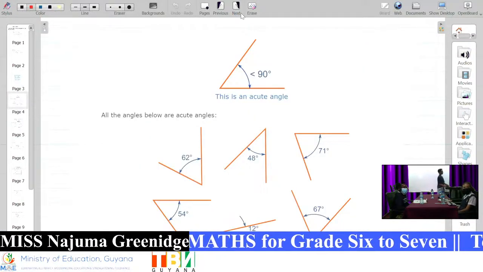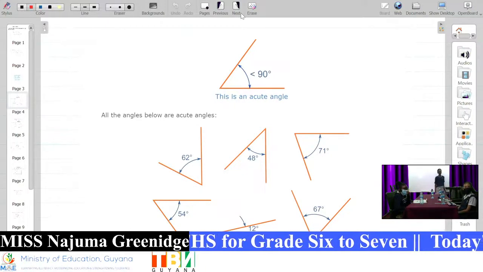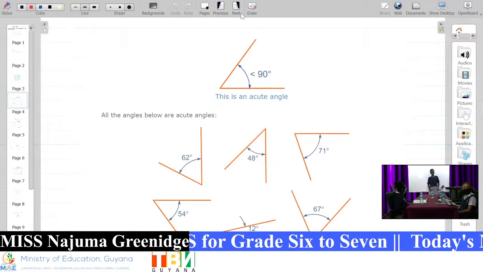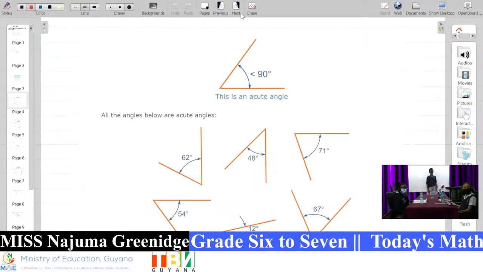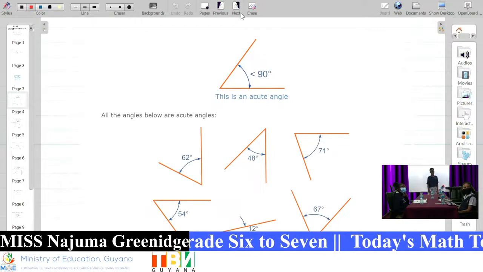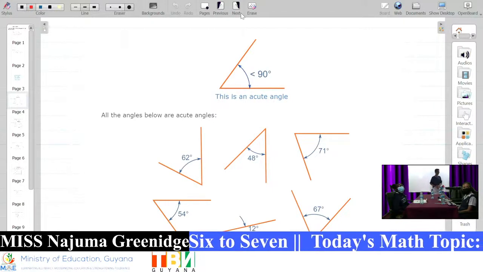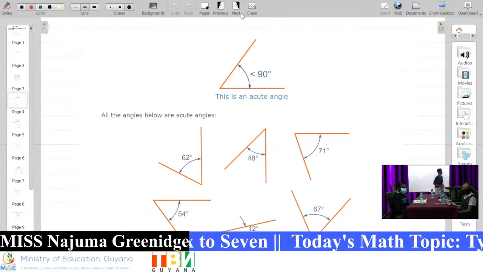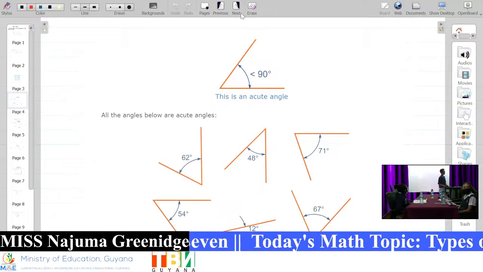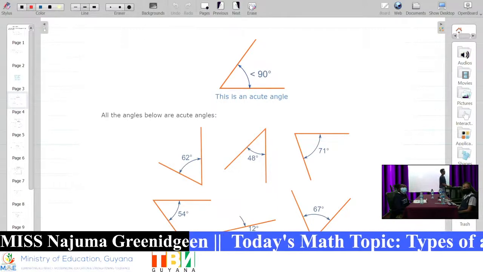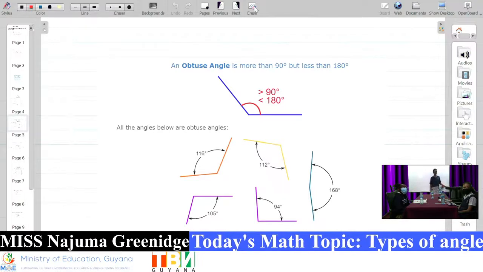All right. So all angles below are acute angles. Do you agree? Right, so all of them are less than 90 degrees. So we have 62, which is smaller than 90, 48, 71, 67. All those angles are smaller than 90 degrees. So all of them are different types of acute angles. All right? Cool. Obtuse angles.